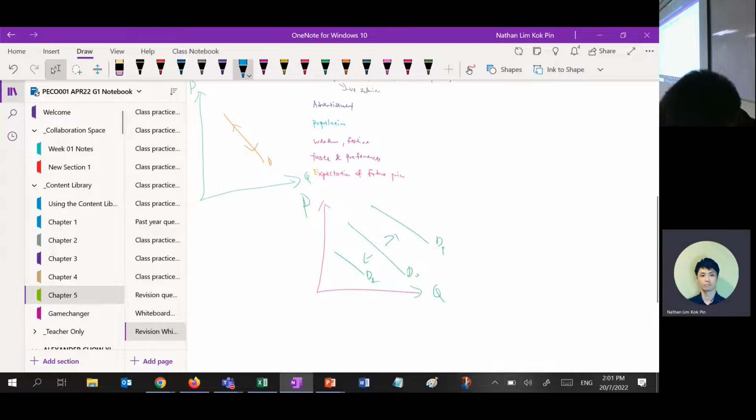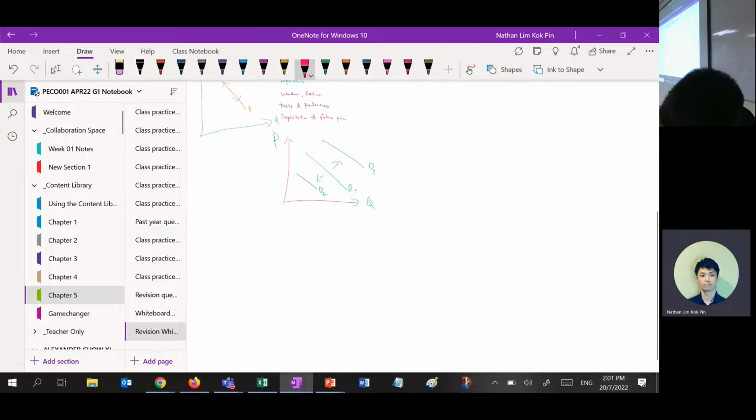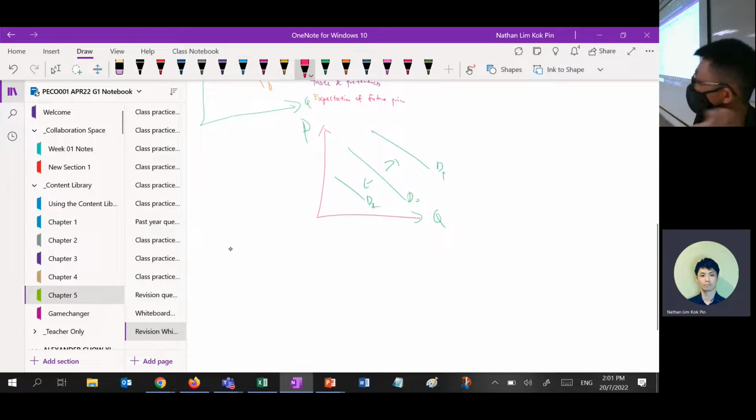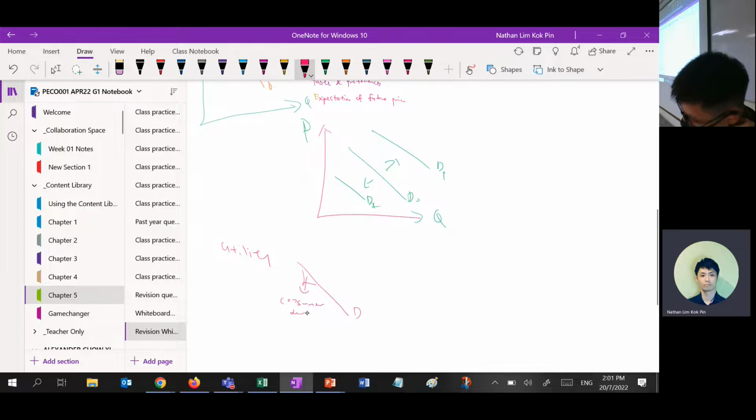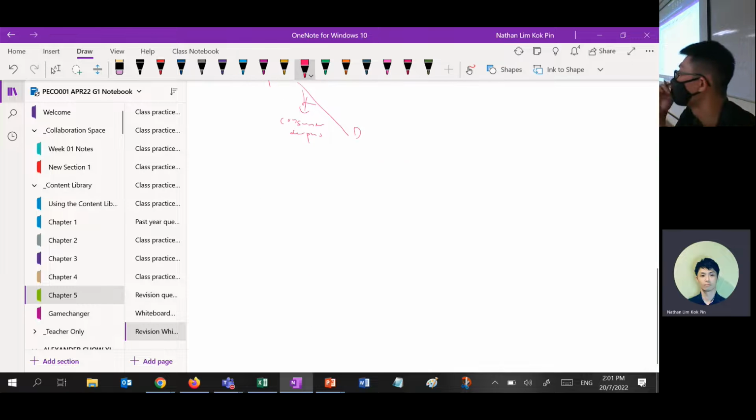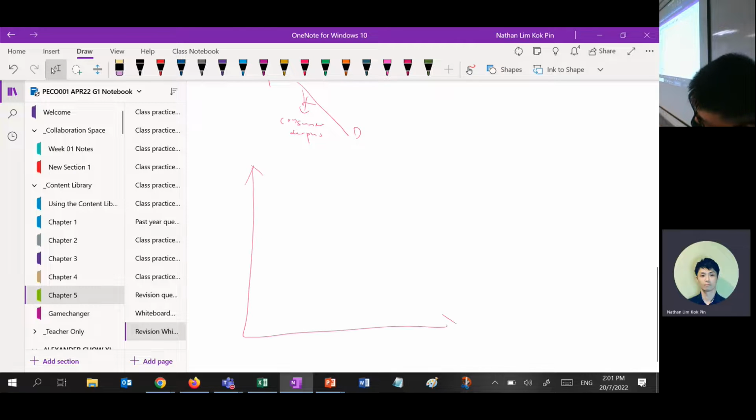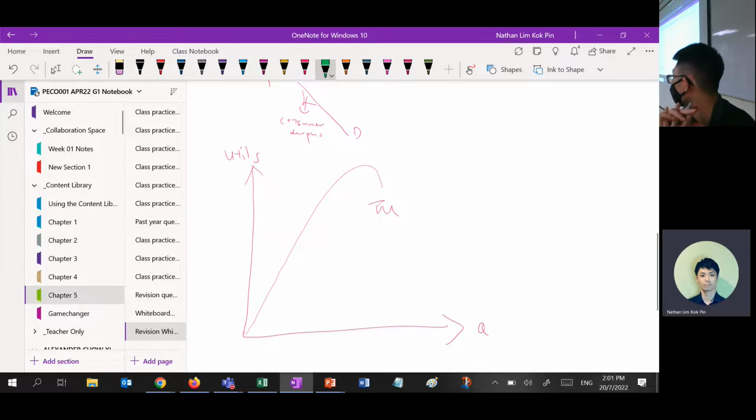Next one will be utility. Underneath the demand curve, actually there's such a thing known as the consumer surplus, which is the utility that we did not cover, right? That's why we put utility underneath demand. So for utility, there are two types of curve you need to take note. First of all, the axis: utils, and the quantity you consume. Total utility is from origin until some maximum, then goes down.